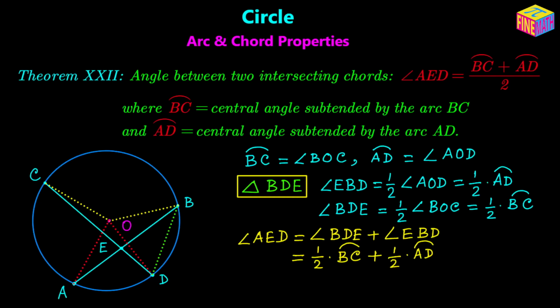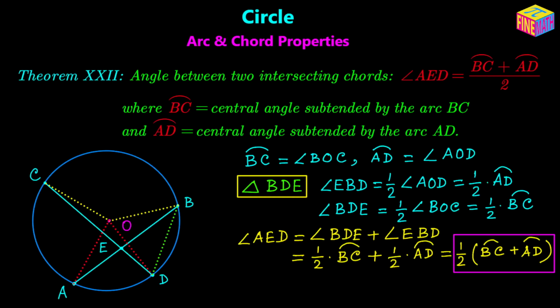Now let's replace the values of the angle BDE and the angle EBD. In place of angle BDE, I can say half times BC with that arc sign, plus, in place of EBD, I can write half times AD with the arc sign on top of it. If we simplify this, we can write it as half times BC with the arc symbol plus AD with the arc symbol. BC with the arc symbol indicates the central angle subtended by the arc BC, and AD with the arc symbol indicates the central angle subtended by the arc AD. And this is exactly what we needed to prove for this theorem.